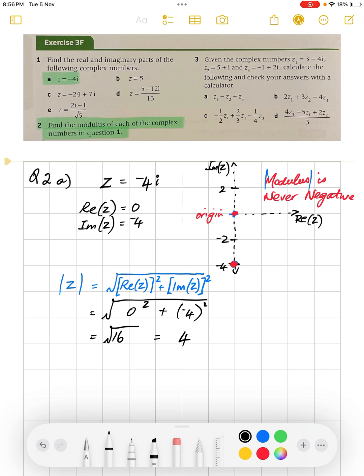That's the distance that our complex number is from the origin on a two-dimensional Argand plane, or Argand diagram. I'll say Argand diagram.